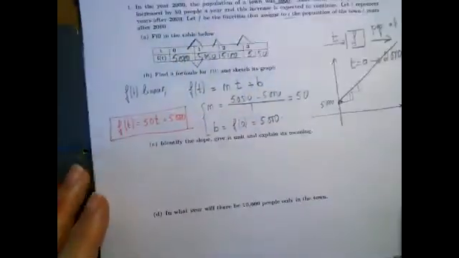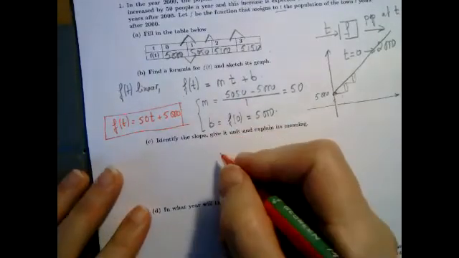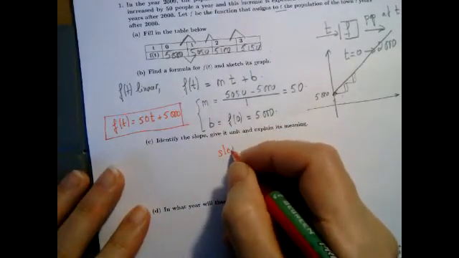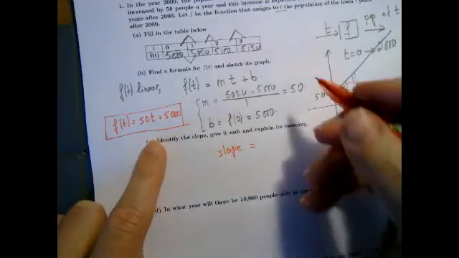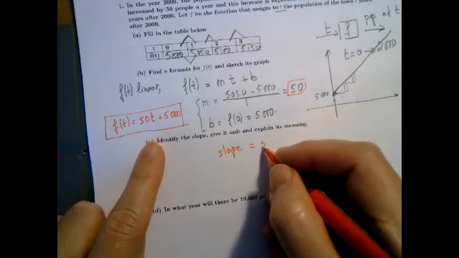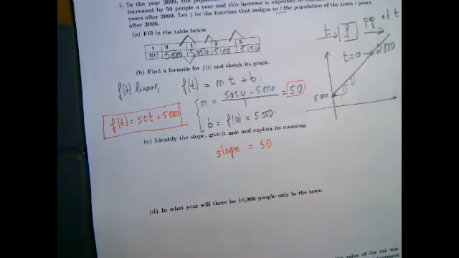Now, the second question is identify the slope, give it a unit, and explain its meaning. And this is the question I always ask. I want you to be able to give me a unit for the slope. So what's the slope in this problem? 50. And now, what do you think the unit for the slope is? What does the slope represent? It's like average rate of change, but in this case, the rate is constant. So who would like to interpret the slope for me?